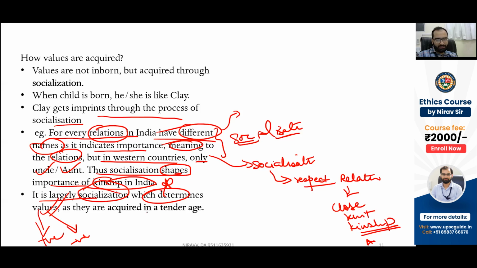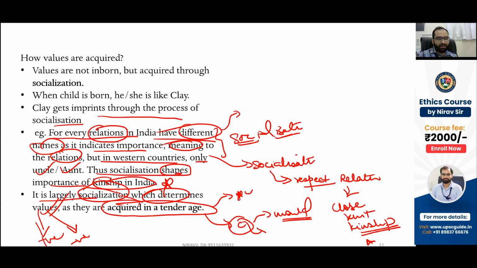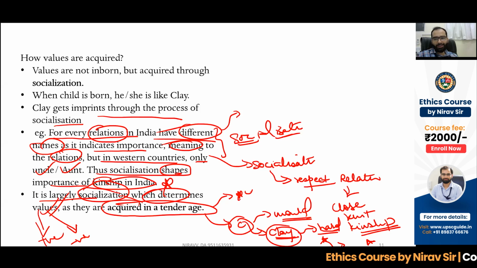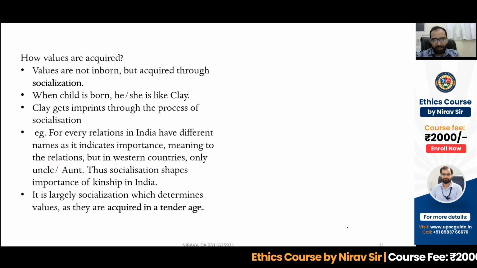And all this socialization, maximum socialization कब होता है आपका? Tender age में होता है. At the very very tender age. Yes or no? When you are a clay, it is very very easy to mold you, but slowly and steadily क्या हो जाता है? आपका जो clay है, वो clay क्या बनना चालू हो जाता है? It starts becoming hard, and that is why it is very very difficult to then adjust.